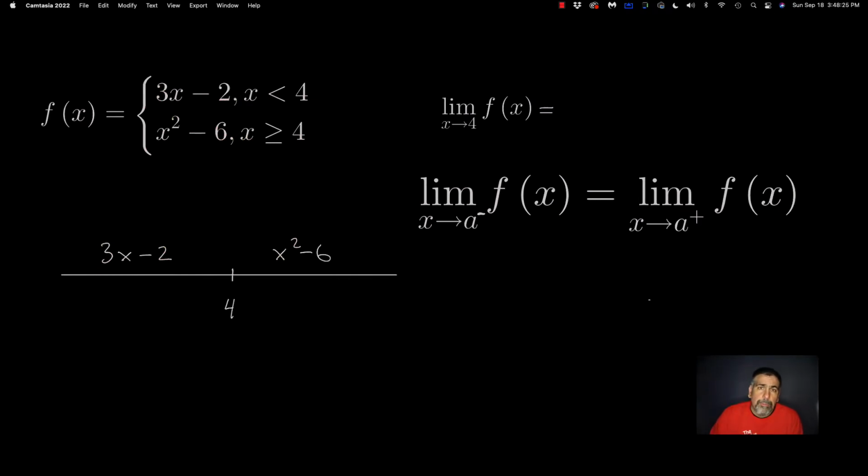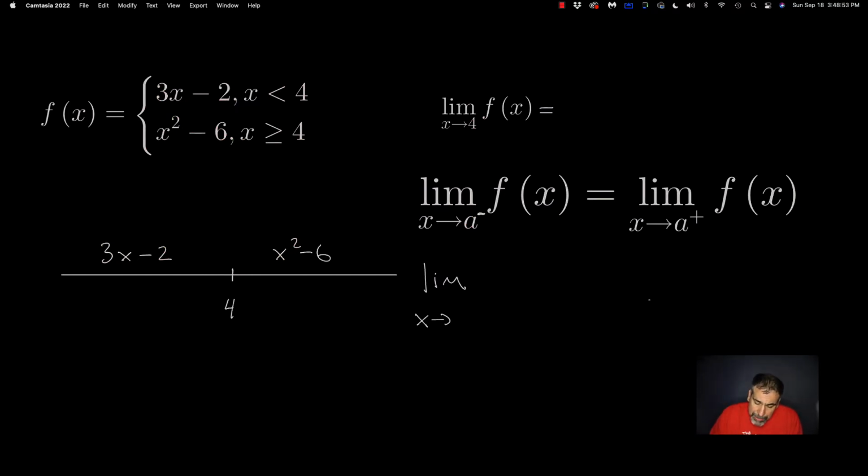So, to start earning points on the AP exam, you're going to want to take this general idea and relate it to our specific function. We've got an a value of 4. I can almost guarantee you that every time you're doing a limit with a piecewise function, the a value is going to be one of these crossover points, okay? So in this one, we've got one crossover point. It's no surprise we're using that as the limit input that we're approaching.